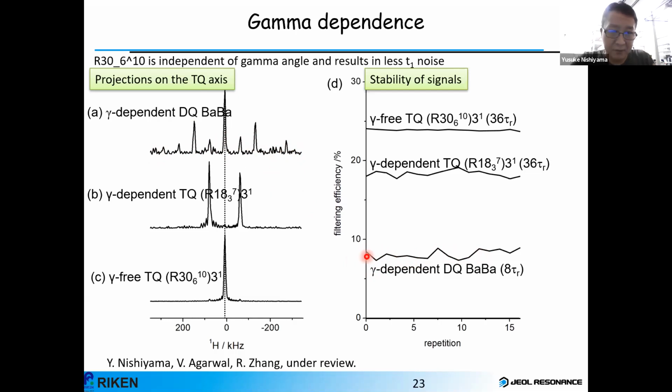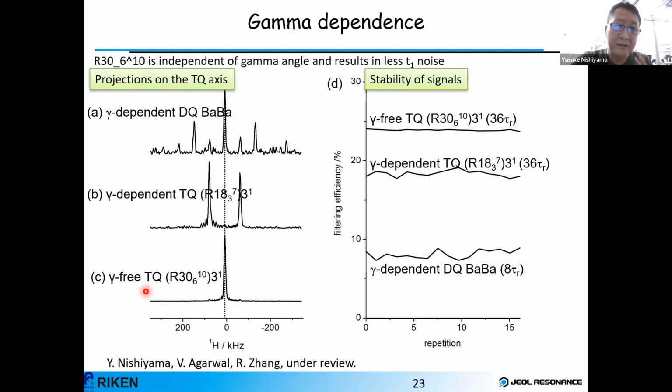Low filtering efficiency can be overcome by the gamma-dependent triple quantum Hamiltonian. Since the triple quantum Hamiltonian directly excites triple quantum coherence, we have much higher filtering efficiency. However, spinning sidebands are still there. That introduces sensitivity to spinning fluctuation.